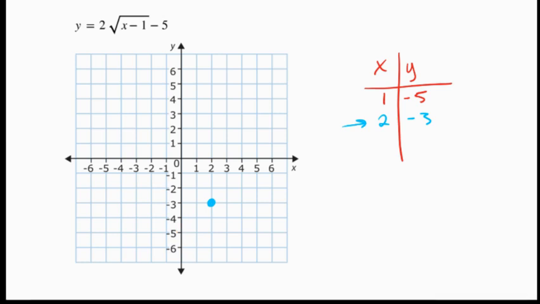I plotted this red point wrong, my fault. And the third point, I'm going to choose an x value of 5, because I know if I plug in 5, it'll be 5 minus 1, which is 4, and the square root of 4 is just 2. So then I just finished off the math here. 2 times 2 is 4. 4 minus 5 is negative 1.